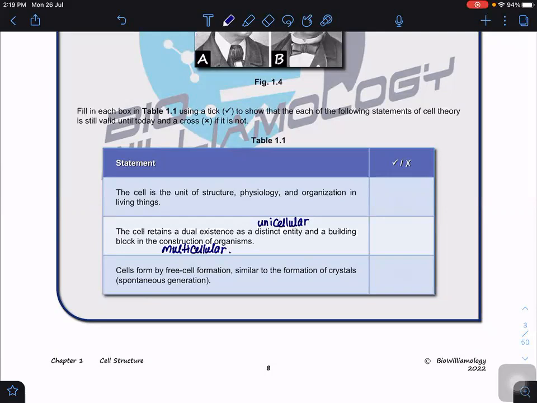So where is this living organism actually coming from? Scientists actually thought that when they looked at this meat and suddenly maggots came out, spontaneous generation took place out of nowhere. Okay, it may be like this.